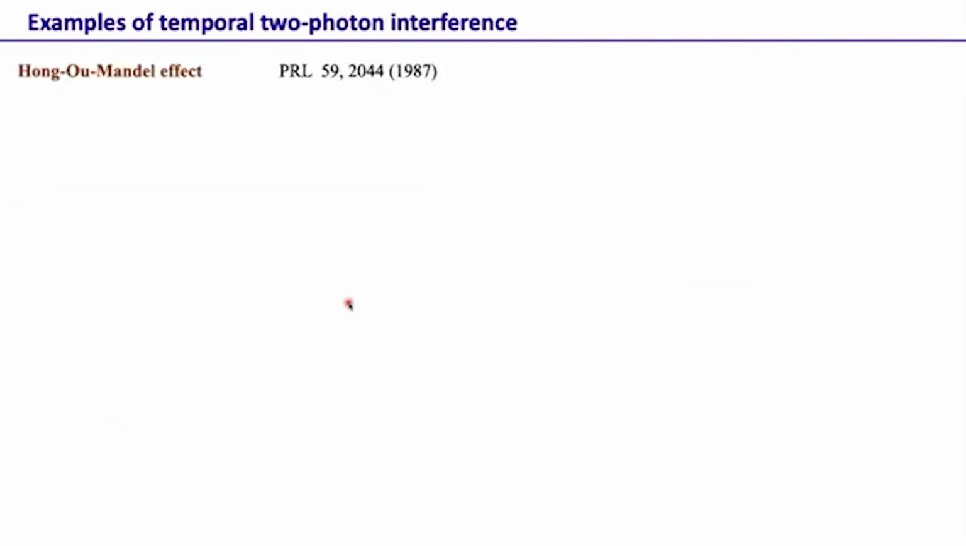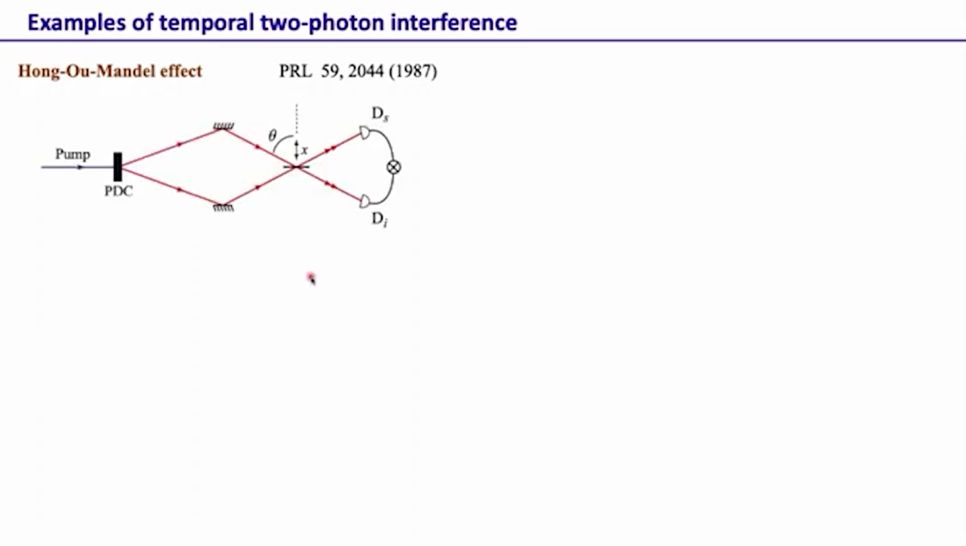As a first example of temporal two-photon interference, we'll look at what's called the Hong-Mandel effect. This was seen in 1987. This is a very famous two-photon interference effect. In this one, a pump photon gives down conversion, and these two photons are then mixed at a beam splitter.